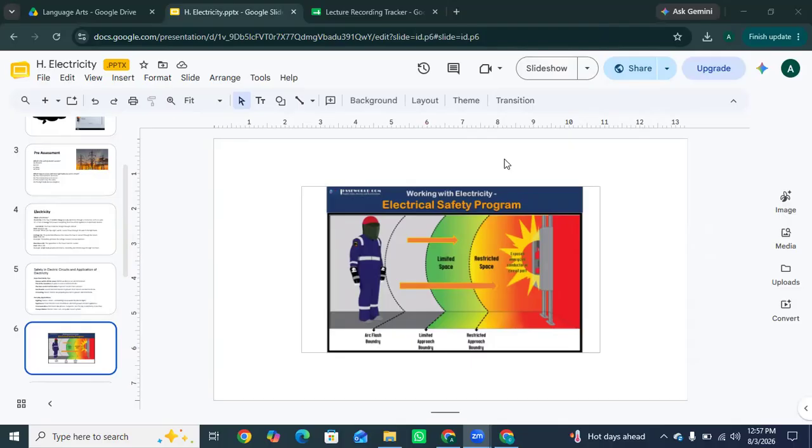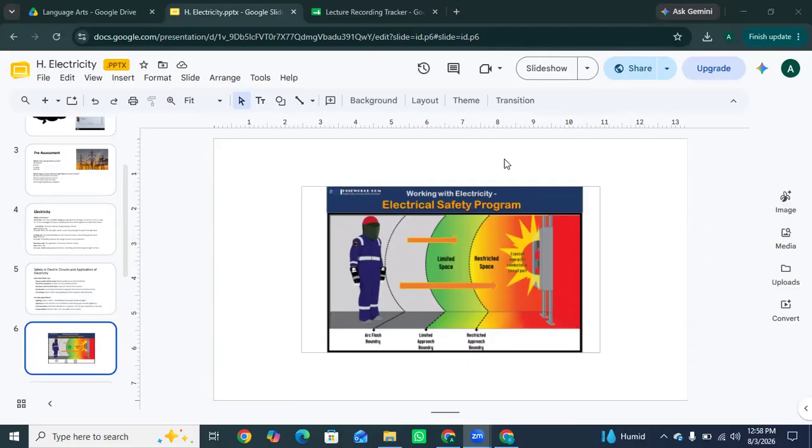The second one is the limited approach boundary. It is a green area labeled limited space, with shock hazards. Only a qualified person can enter this, and the rule is that unqualified people must stay out of this.